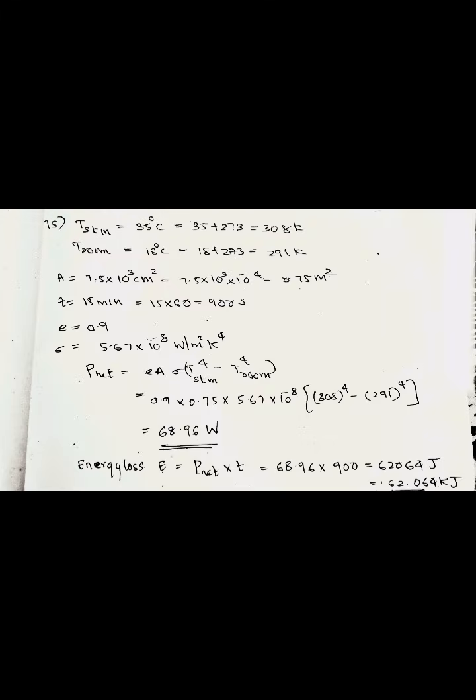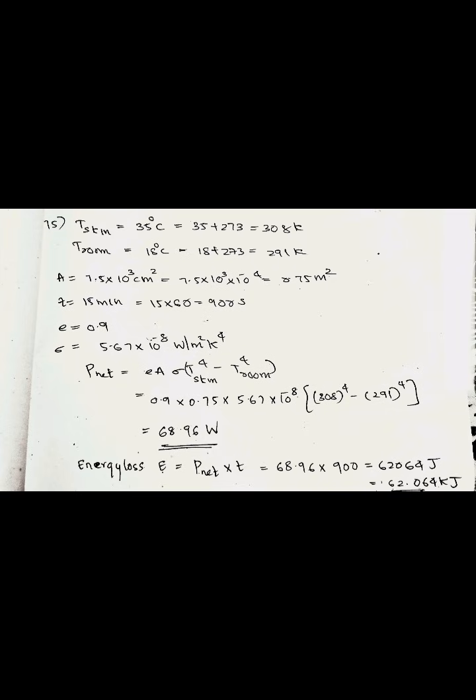Here T skin is equal to 35 degrees Celsius, and this is equal to 35 plus 273 is equal to 308 Kelvin, and T room is equal to 18 degrees Celsius is equal to 18 plus 273, that is equal to 291 Kelvin. Here area is equal to 7.5 into 10 power 3 centimeter square. This is equal to 7.5 into 10 power 3 into 10 raised to minus 4. This is equal to 0.75 meter square. Here T is equal to 15 minutes, and this is equal to 15 into 60. This is equal to 900 seconds.